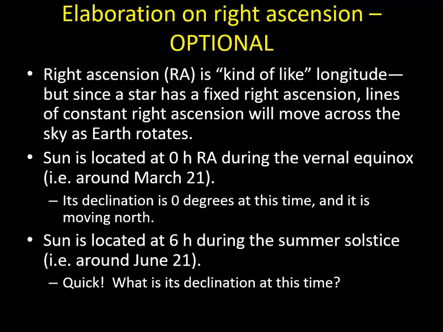Our sun is located at a right ascension of 0 hours. That's just the system. The sun's located at a right ascension of 0 hours during the vernal equinox. As Earth revolves around the sun, our sun's location relative to the background stars changes. The path that our sun takes is called the ecliptic, and the constellations through which the ecliptic travels are called the zodiac. We'll have more to say about that in the next video.